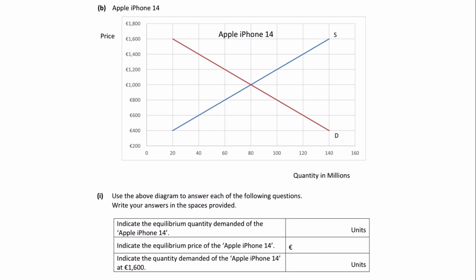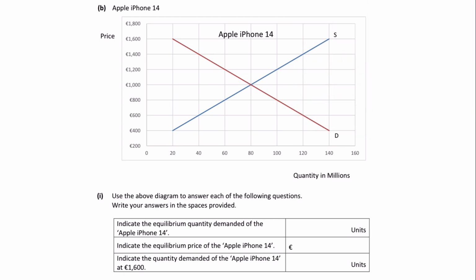And we can see, for example, when the price is 1600, on this demand curve, the demand is 20 million. But if the price went down, you can see that the demand is going up, because more people will be able to buy it.